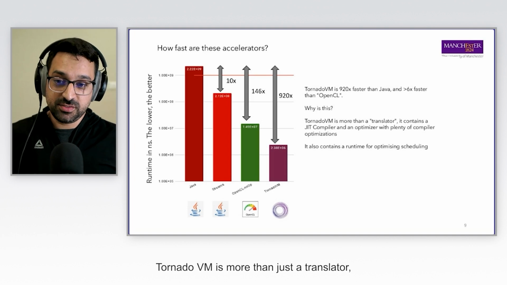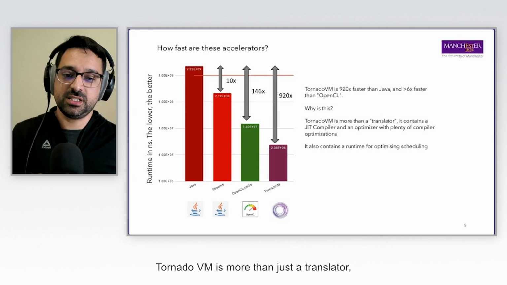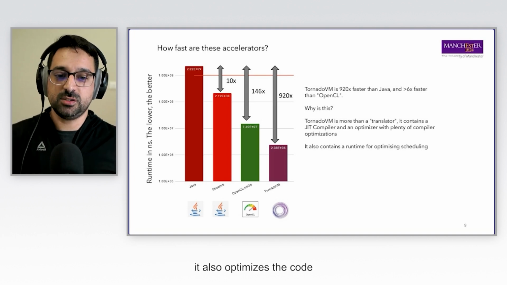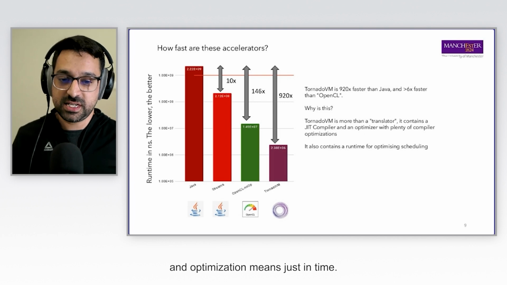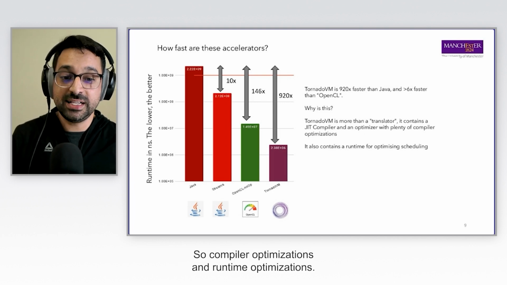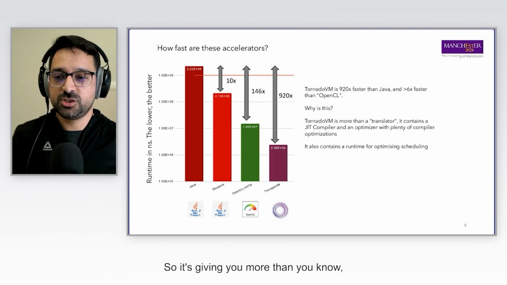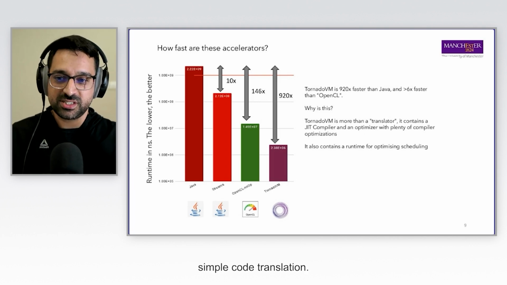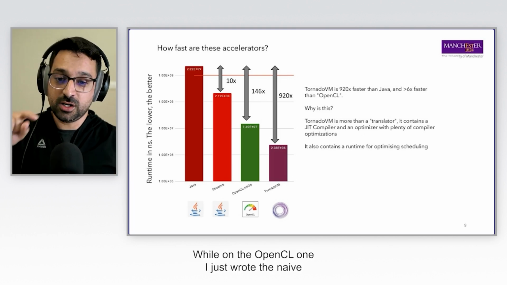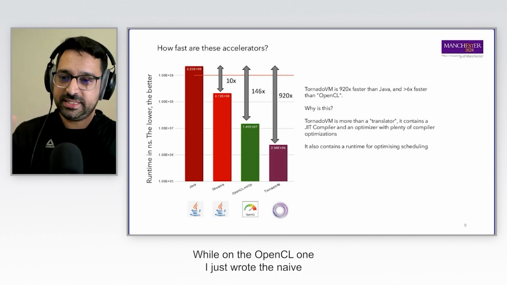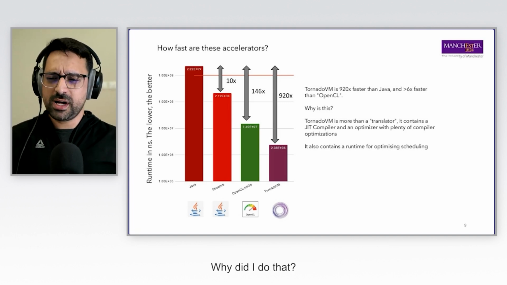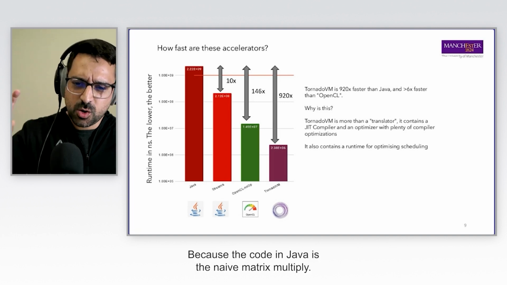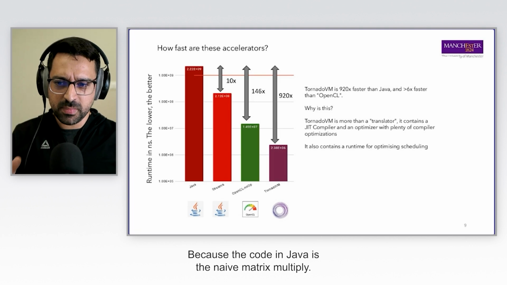Okay, TornadoVM is more than just a translator. It also optimizes the code, and optimization means just-in-time: compile optimizations and runtime optimizations. So it's giving you more than simple code translation. While in the OpenCL one, I just wrote the naive matrix multiply. Why did I do that? Because the code in Java is the naive matrix multiply.